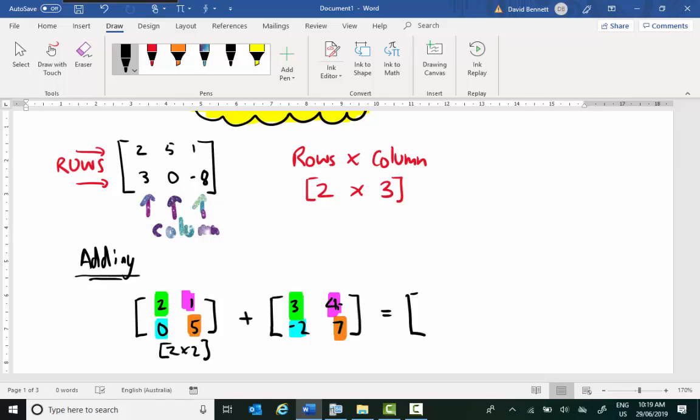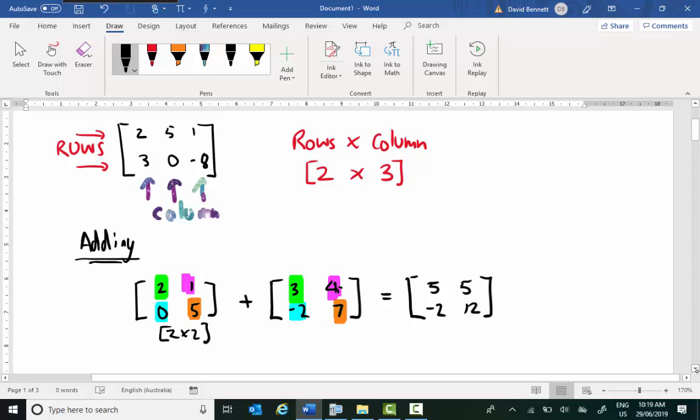So we go, what's 2 plus 3? Well, that's 5. What's 1 plus 4? Well, that's 5. What's 0 plus -2? Well, that's -2. And what's 5 plus 7? Well, that's 12. And it's as simple as that. All right, so we won't spend too much time on that. I think you probably already get that.